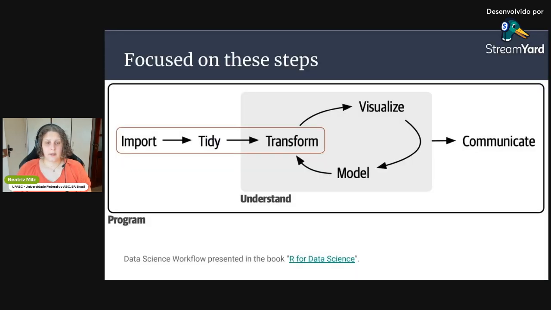So about this presentation, I would like to clarify that I'm not going to speak about different difficult analysis or things like that. I'm going to focus on this importing, data cleaning and transforming steps. So the first steps when we are analyzing data.